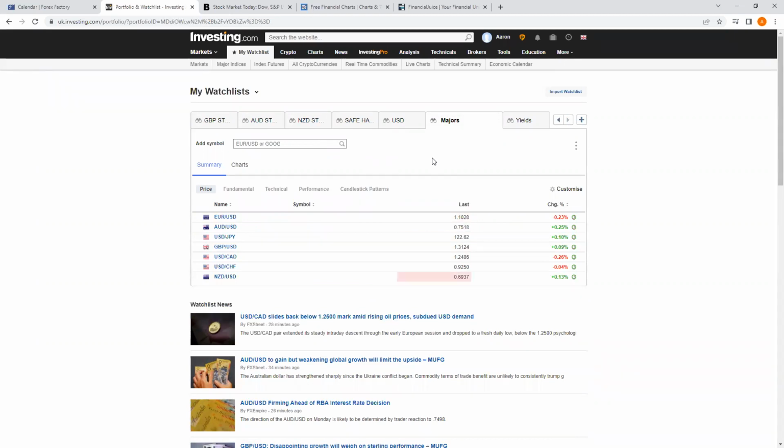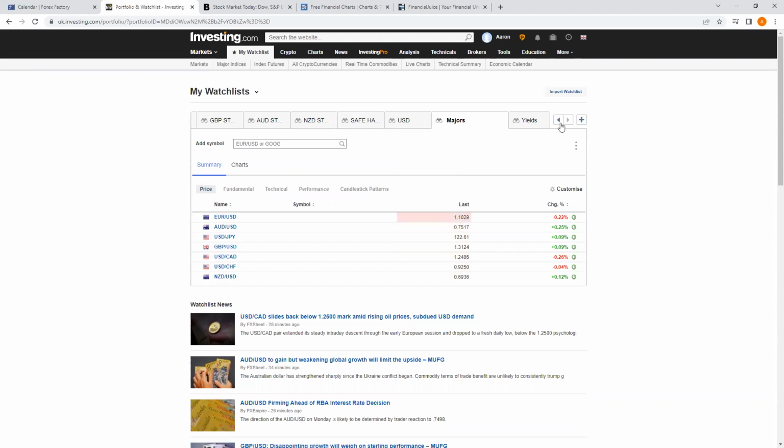We do have the Aussie dollar up by 0.3% and the New Zealand dollar up by 0.1%. The dollar yen and pound dollar are also up by 0.1%. The dollar CAD is down by 0.3% and the euro dollar is down by 0.2%.